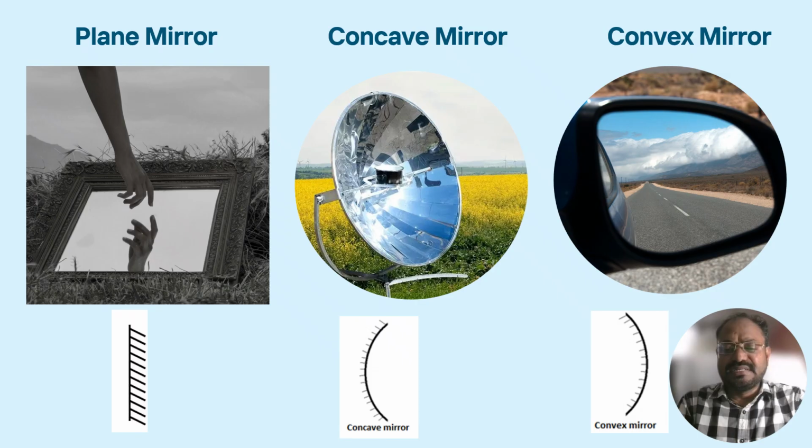Now let us see the different types of mirrors, like plane mirror, concave mirror and convex mirror, and their symbolic representation as shown in the figure. In the first figure you can see the symbolic representation of plane mirror, in the second figure concave mirror, and in the third figure convex mirror. In the symbolic representation you can see the lines which have been drawn. Those lines are the polished surfaces of a mirror.